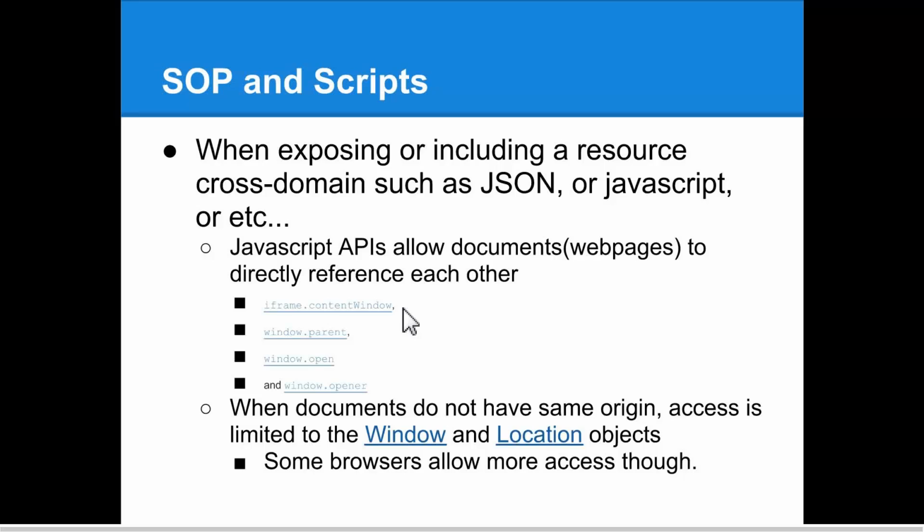So what this means for scripts is that when exposing or including a resource across a domain, such as JSON or JavaScript, basically when documents do not have the same origin, specifically in JavaScript, the access is simply limited to other resources to the window and location objects. Some browsers, perhaps even mobile browsers, allow even more access though. There are common functions in the JavaScript API that allow documents to directly reference each other. And so by documents, I mean web pages. So iframe, window.parent, window.open, and window.opener.